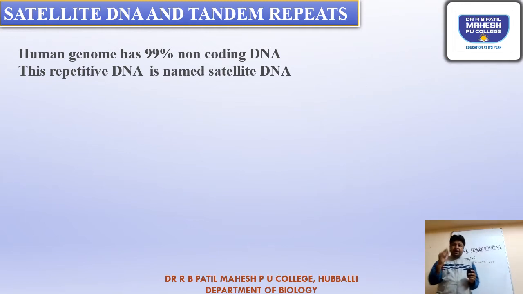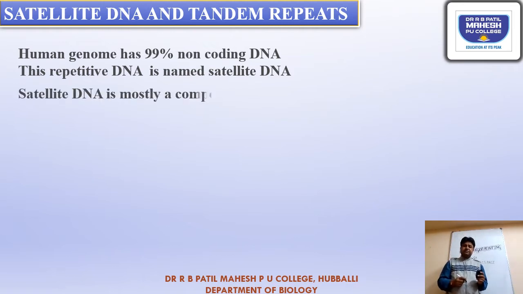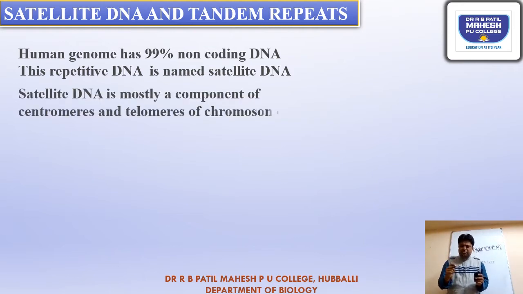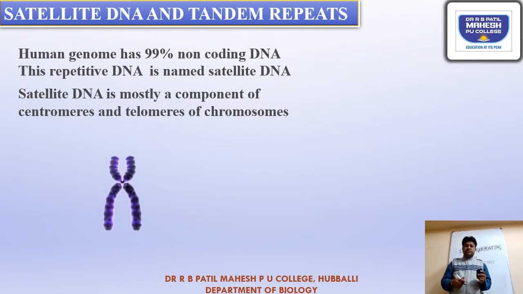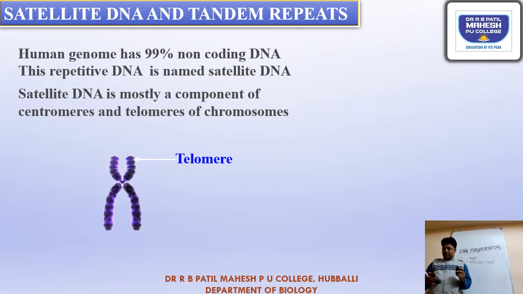So repetitive DNA is also known as sat DNA or satellite DNA. Satellite DNA is one of the components of the centromere and telomere of the chromosome. Is that clear? So look at here. It is mainly concentrated in the centromere and telomere of the chromosome.